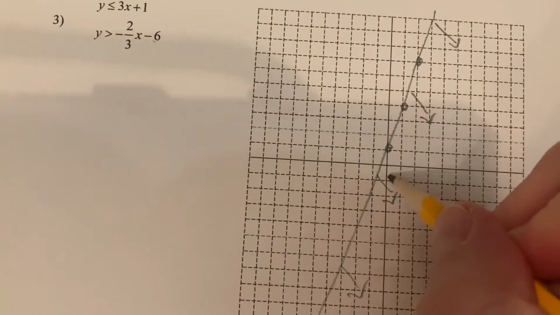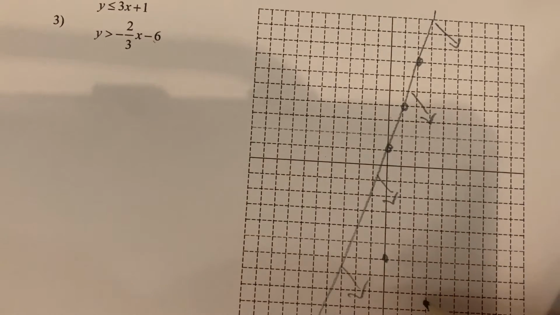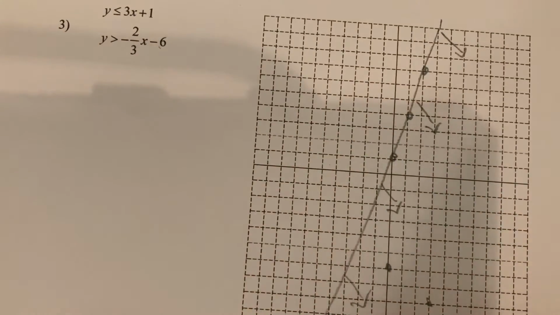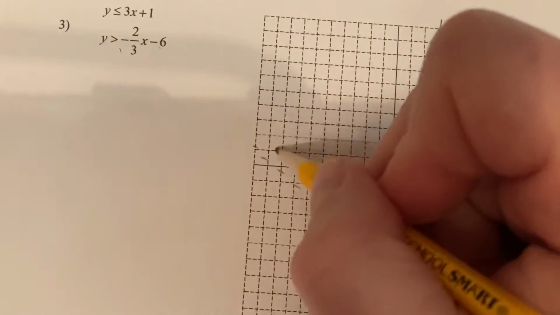The other one's going to go to negative 6. From there, we're going to go down 2 over 3, down 2 over 3. We're going to make a dotted line through there. And we're going to shade above. It's greater than, so we're shading above.